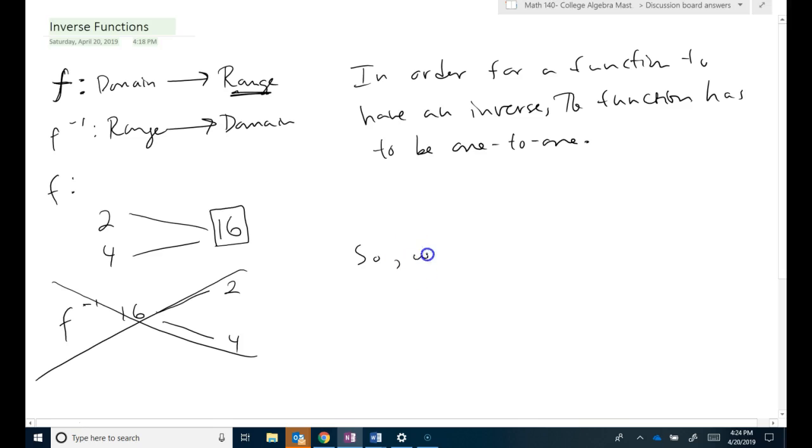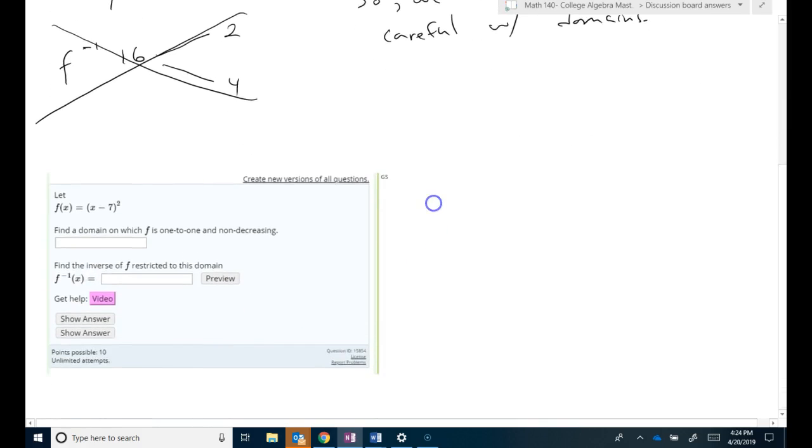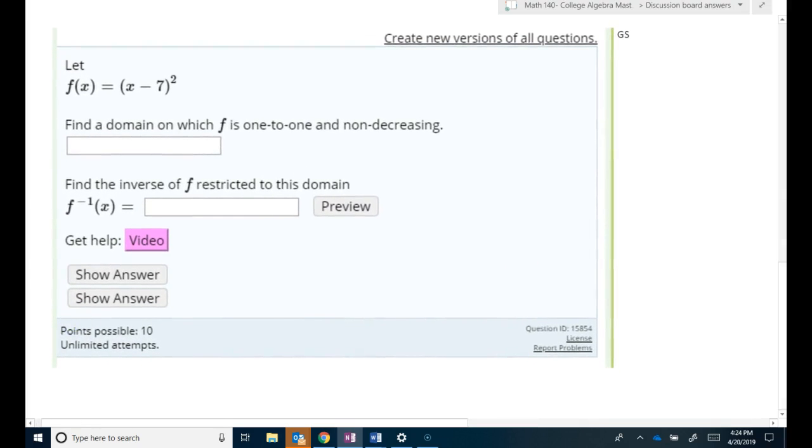So we are going to have to be really careful with the domain. Be careful with domains. That's something that I am going to emphasize as I talk about this, okay? So let's actually give an example of something that might look like this. Let's say f of x is equal to (x minus 7) squared, and we find a domain on which f is 1 to 1 and non-decreasing. Okay, great. So we've got this idea of 1 to 1, and then we need the non-decreasing.